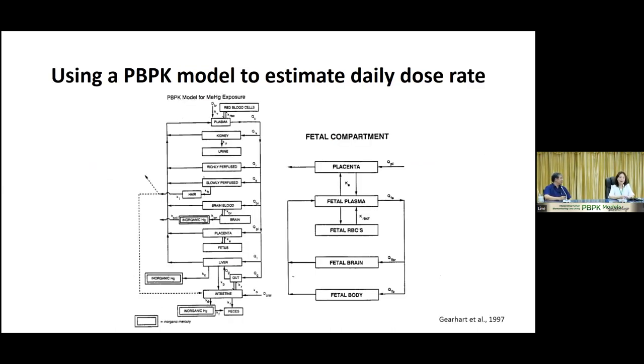And then in this case, they used a PBPK model for methylmercury to reconstruct how much they were exposed. So this PBPK model is quite complicated because it has a model for the pregnant mom, and it also connects to a fetal compartment through the placenta. If you look at the structure in the middle, there's the placenta, and the placenta goes to the fetus. And the fetus itself has fetal blood. They separate plasma and red blood cells. It also has brain because brain is the target tissue. And for the rest, it really doesn't matter in this case, so they just lump it into fetal body.